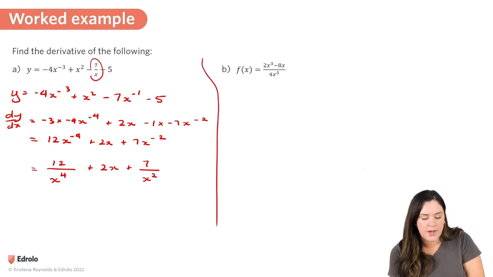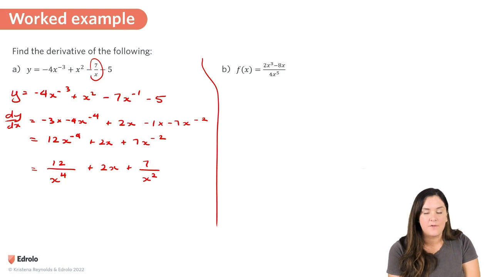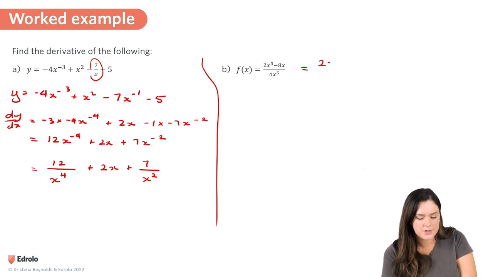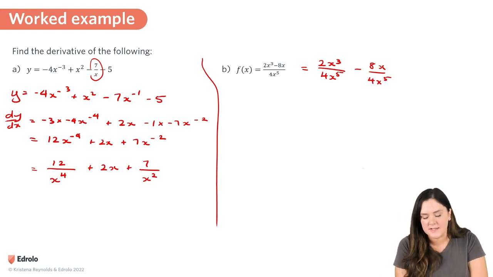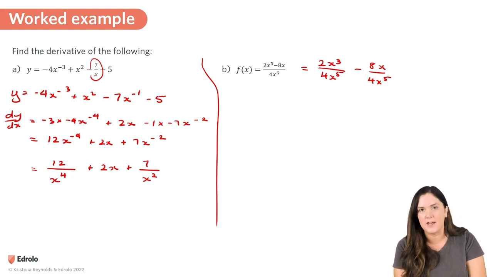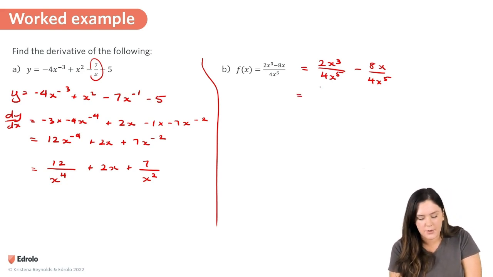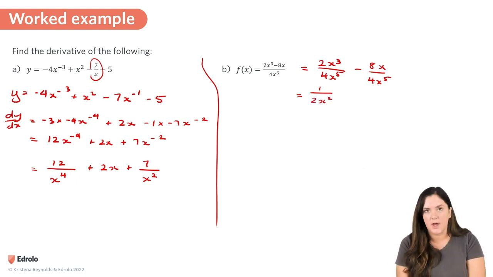For our second example, we are going to have to simplify this similar to what we've done previously. So first thing I'd like to do is just split this fraction so we have two different terms to deal with. So we get 2x to the power of 3 divided by 4x to the power of 5, and then take away 8x over 4x to the power of 5. So what we'll do now is simplify. So I've got 2 divided by 4, which just becomes 1/2. And now using our index laws, we've got x cubed divided by x to the power of 5. So we'll end up with x squared on the bottom there. So we'll have 1/2 x squared on the bottom there.